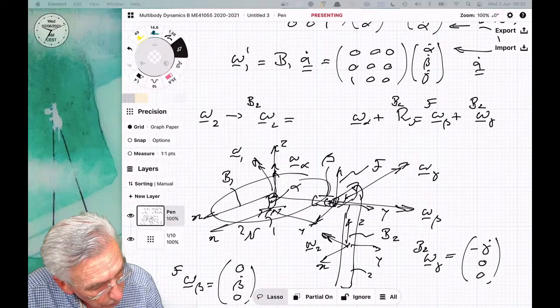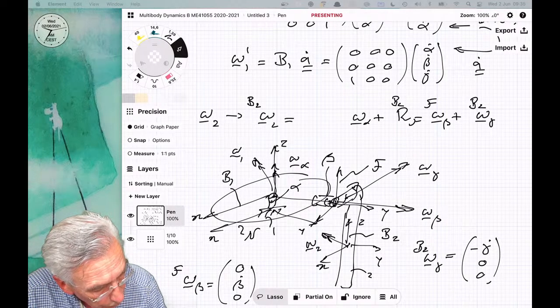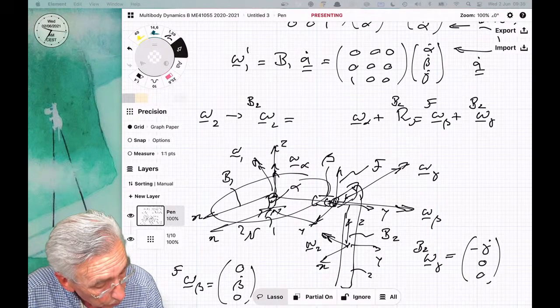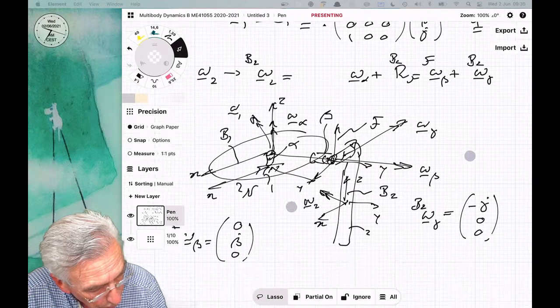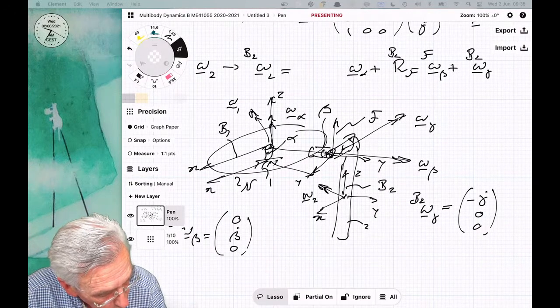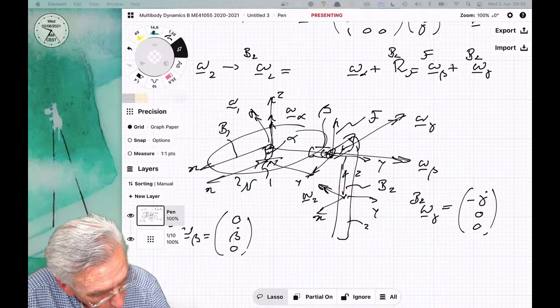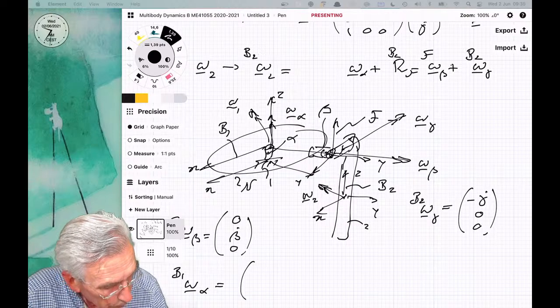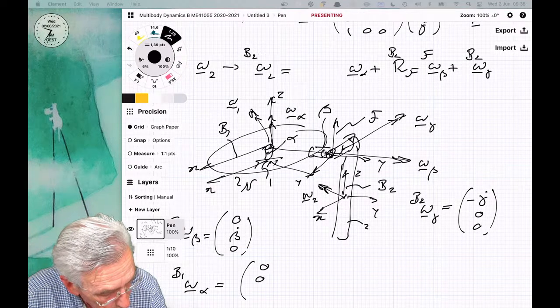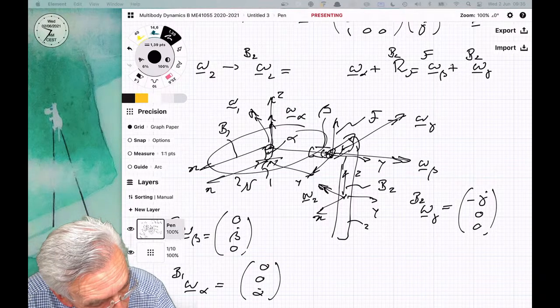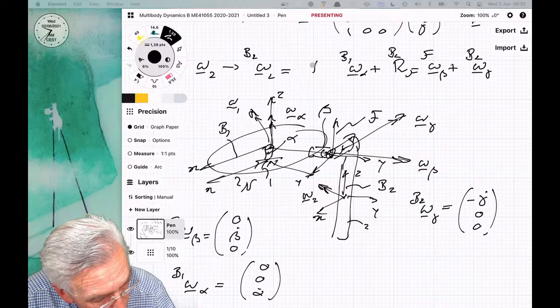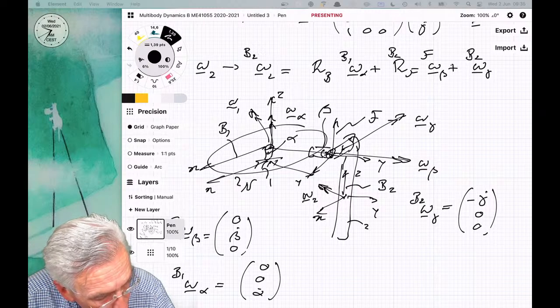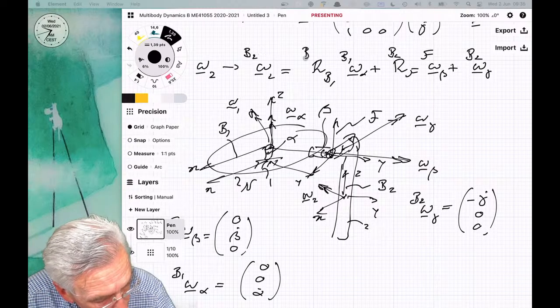And then the last one, omega alpha, I know that one in B1 or in N, doesn't matter, so let's say B1. So I know my omega alpha, I know that in B1, and that was a rotation about the z-axis, right? 0, 0, alpha dot. So I write B1 here, and then I read a rotation matrix from body 1 to body 2.